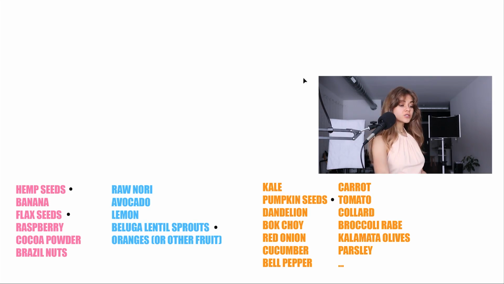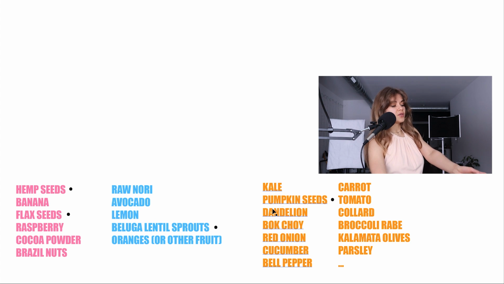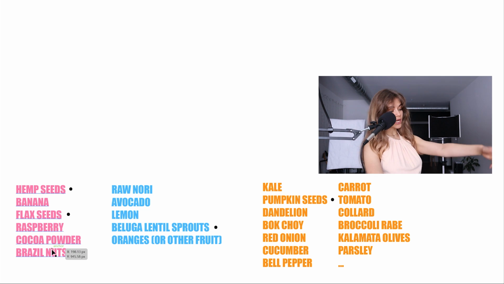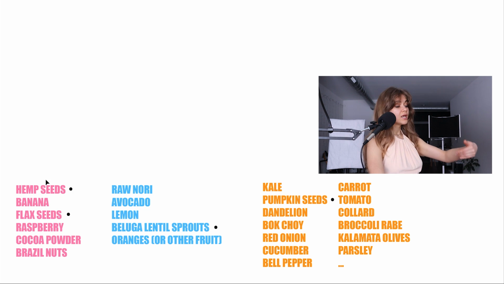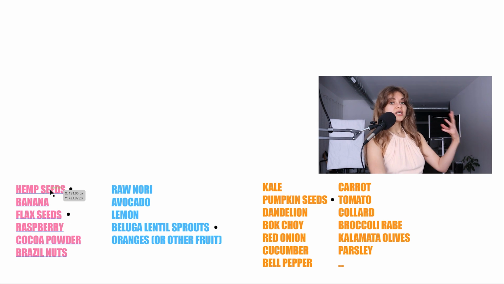So our conversation on the breakdown of the nutritional parameters will be as follows. Here you see on the screen three color coded elements. Hemp, banana, flax, raspberry, cocoa powder, Brazil nuts. In pink is my breakfast, typical breakfast.